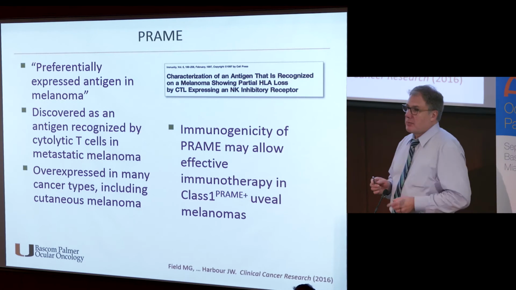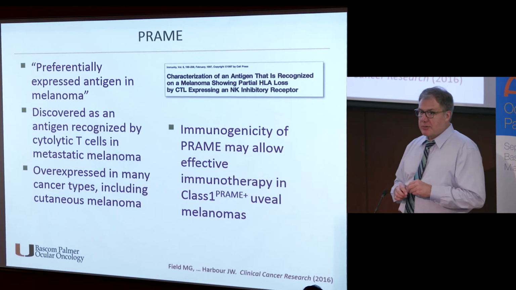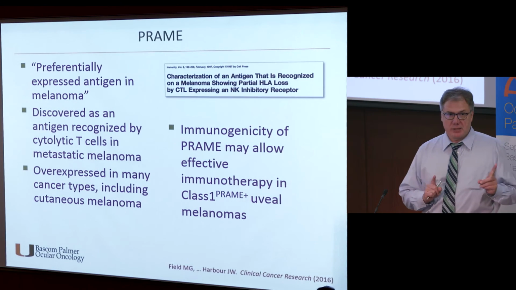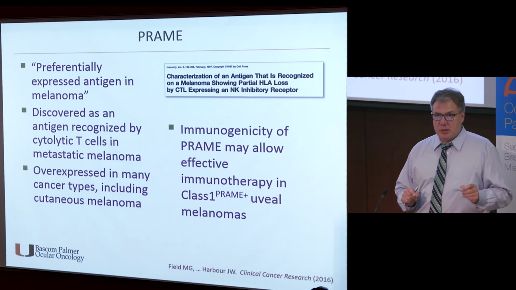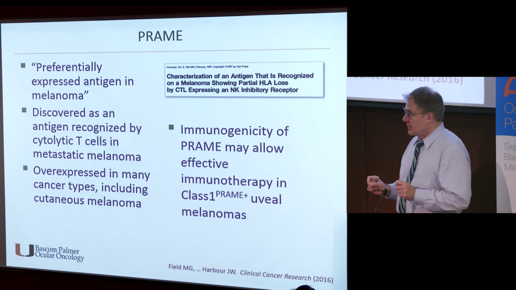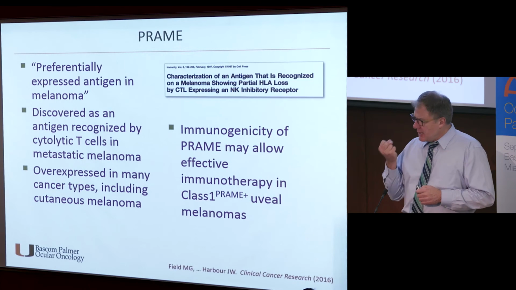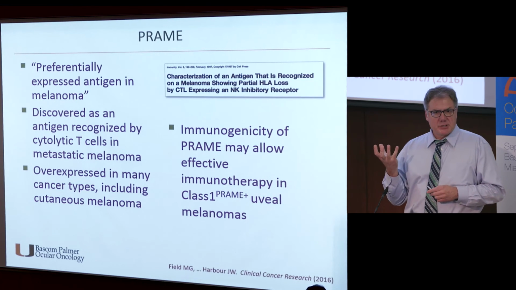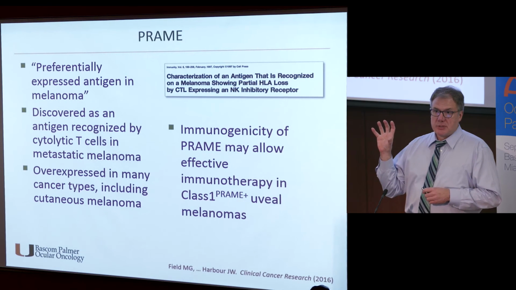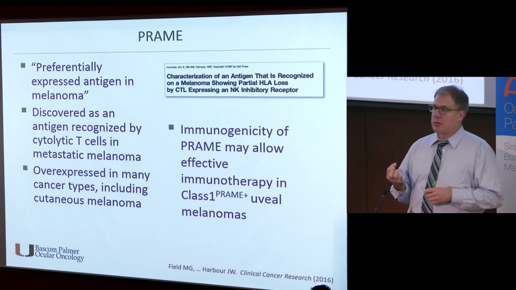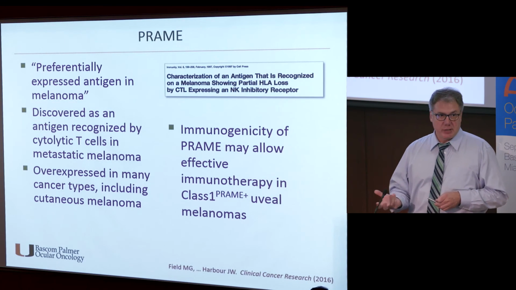Turns out that PRAME is a well-known protein in other cancers. In fact, it was found in metastatic cutaneous melanoma in a patient who was successfully fighting the melanoma metastasis with their immune system. So the researchers took the immune cells out of the patient and said, what are you looking at that you're successfully destroying these melanoma cells? And the answer was PRAME. So the immune system is capable, at least in some patients, of recognizing PRAME and destroying melanoma cells.